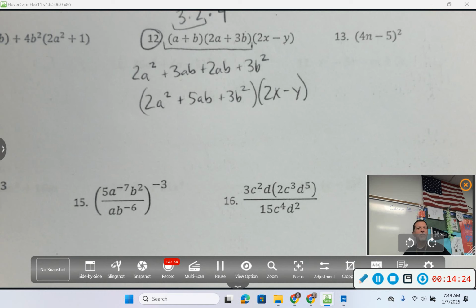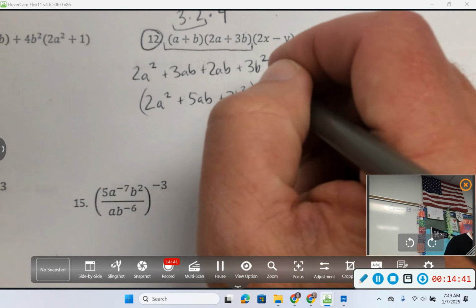Like, I mean, it doesn't really matter, but I think just conceptually, I would distribute the 2x to everybody, and then the minus y to everybody. Is that what you mean, Ryan? Yeah. Or I'm not Ryan. You're not Ryan, you're Jack. So let's do the 2x to everybody first.